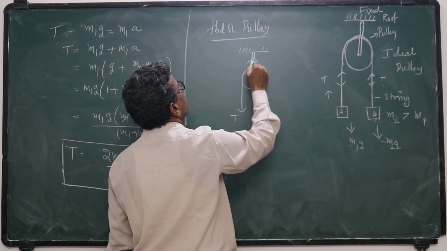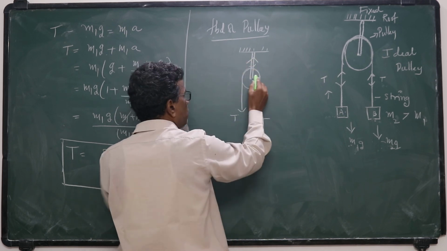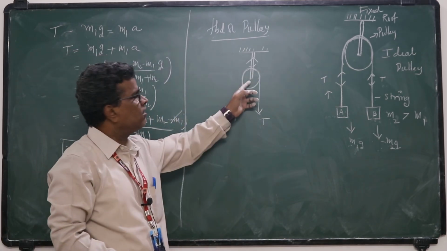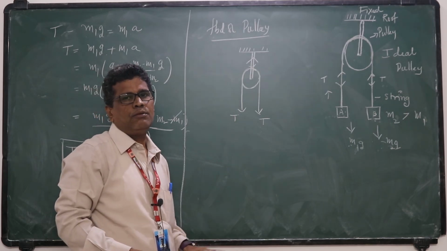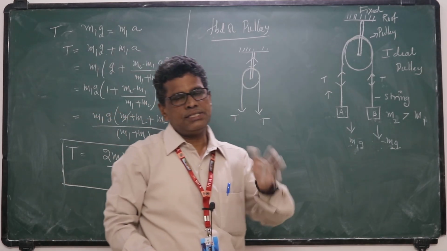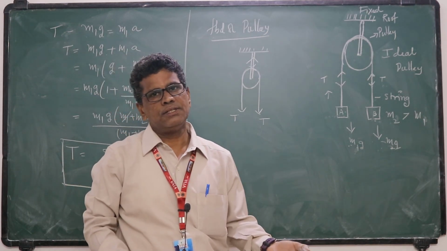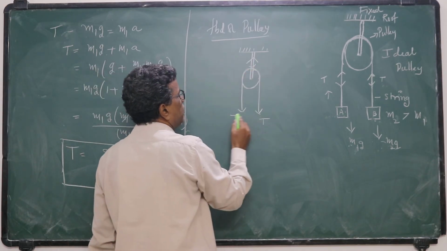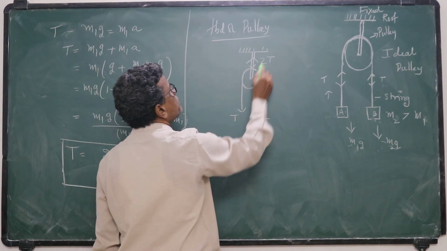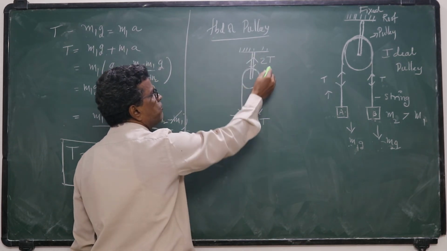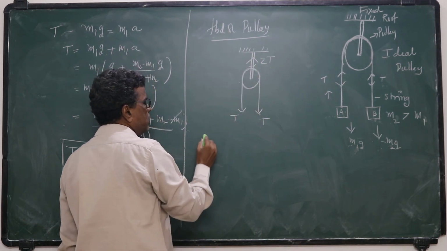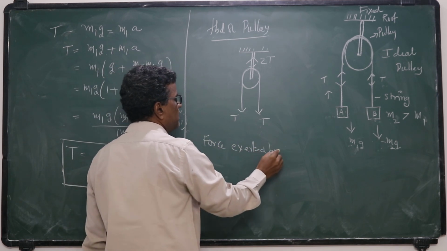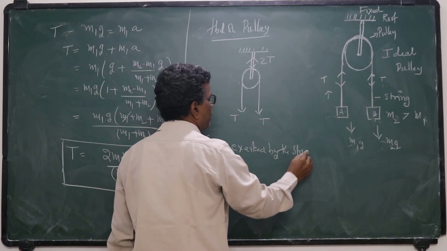Now what is tension in this? Supporting. So since the pulley is ideal, its mass is 0. So the net force acting on it is 0 from Newton's second law. Because F is equal to ma, since there is no mass, the net force acting on the pulley is 0. So if you draw FBD, it will become 2T. Since the pulley is at rest, the net upward force is equal to downward force. So what is the force exerted by the string on the pulley?